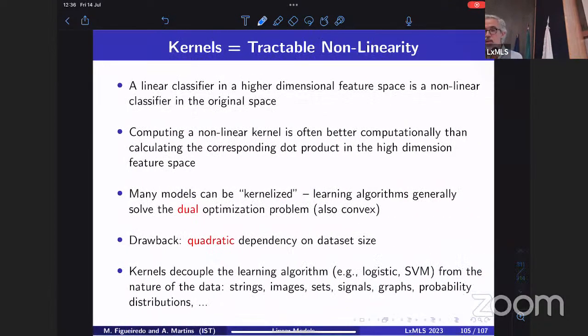So it goes quadratically. And again, like a feature map, the beauty of this is that it decouples the learning algorithm from the data, from the details of the data. You can design kernels for strings, for images, for sets, for signals, for graphs, for probabilities, for anything. And the algorithm that's going to use the kernels doesn't need to know what the objects are. It just takes the kernel and the values and it produces a classifier or whatever, okay? So this decoupling of the learning algorithm from the details of the data is provided by the kernels.